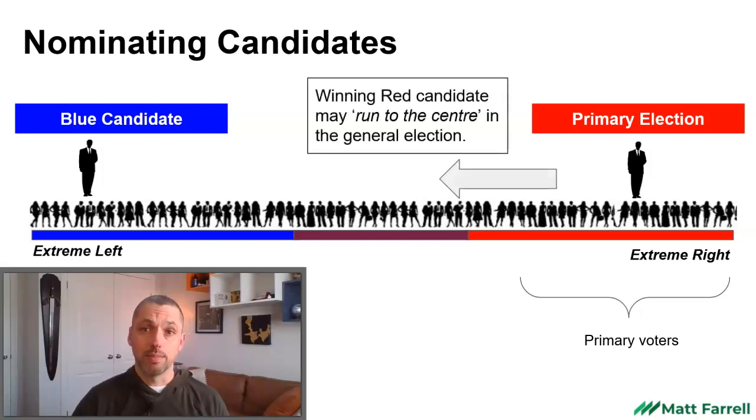Now, this is where they might have to shift strategy. In the primary election, you're only focused on your party base, the extreme members of the electorate. In the general election, you need to capture that median voter. So it might cause a candidate to shift their strategy and become more moderate. It's sometimes called running to the center. In the primaries, you're focused on extreme voters. In the general election, you need to capture those voters in the middle.